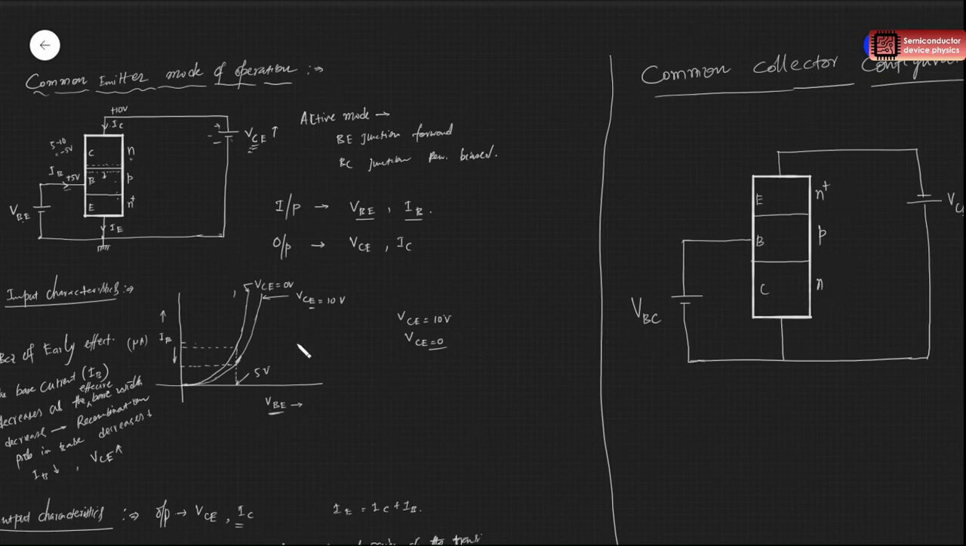So we'll see a little variation in this IB, right? As the collector is lightly doped, we'll have a smaller number of carriers here, unlike the emitter, so there will be some reduction in your base current in the forward characteristics, but the curve's nature will be very similar, so I'm not drawing it for the common collector configuration.